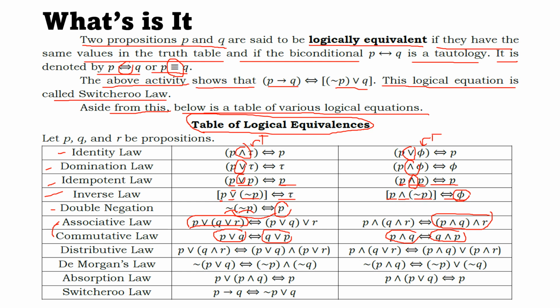Conjunction and disjunction are binary operations.